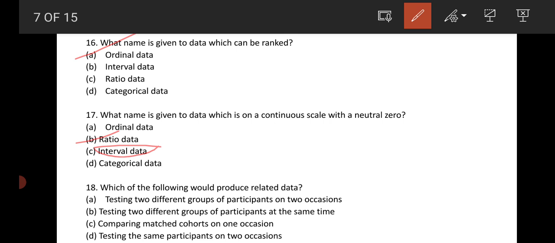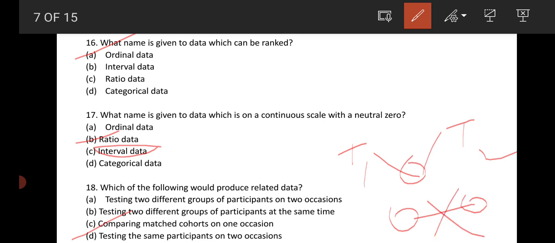Next question: which of the following would produce related data? Among these, the fourth option is correct: testing the same participants on 2 different occasions. If we check a single group for trial 1 and trial 2, we get more related data. If we are testing two different groups, then it will not be as related as testing a single group.